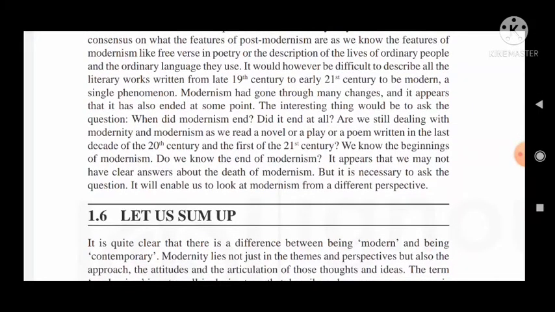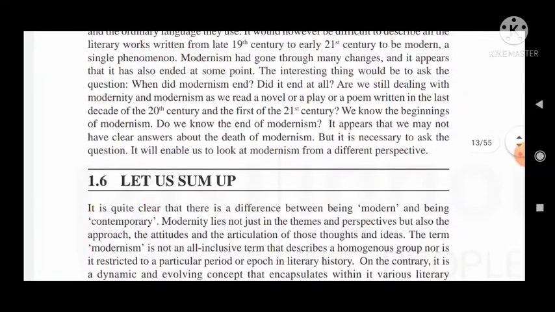It would however be difficult to describe all the literary works written from the late 19th century to the early 21st century to be a single phenomenon, modernism. Modernism had gone through many changes and it appears that it has also ended at some point. The interesting thing would be to ask the question, when did modernism end?